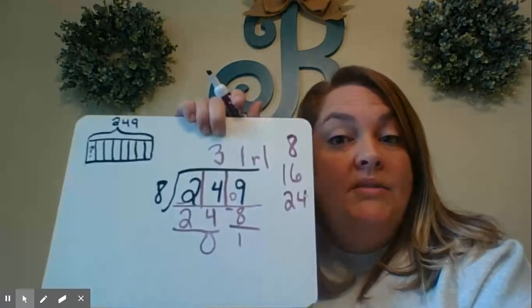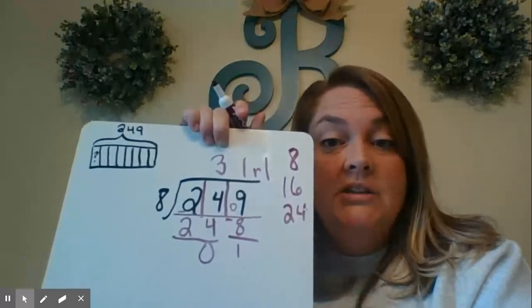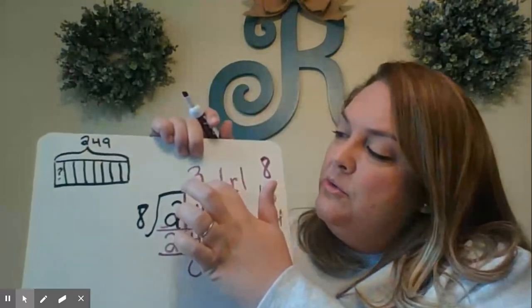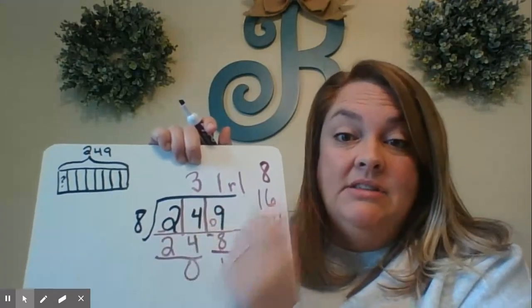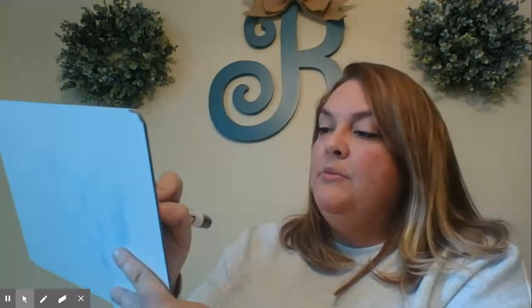All right, but are we finished? No, we need to check our answer quickly. So we're going to go to our quotient, and we're going to multiply it by our divisor, and it should give us our dividend. Let's see if it does. So over to the side, I'm going to do 31 times 8.